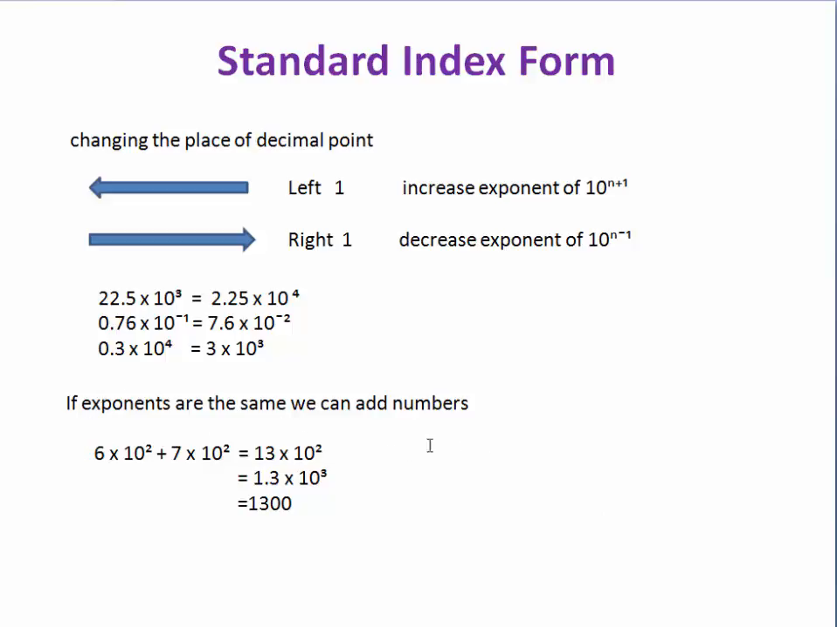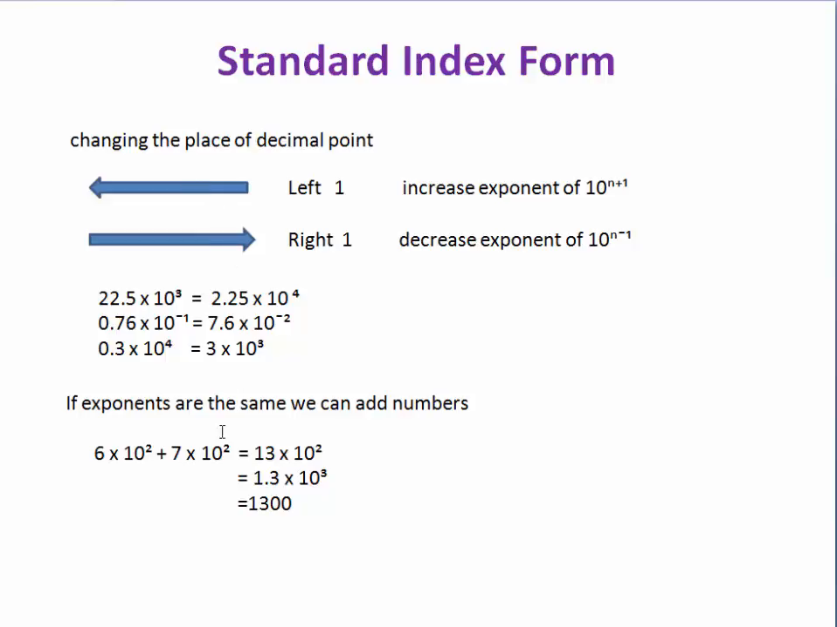When we're doing addition of numbers, if the exponents are the same, so we've got 10 to the power 2 here and 10 to the power 2 here, we can add them. So we can just add the numbers, 6 and 7 is 13, and then keep that 10 to the power 2. So that's 13 times 10 to the power 2.